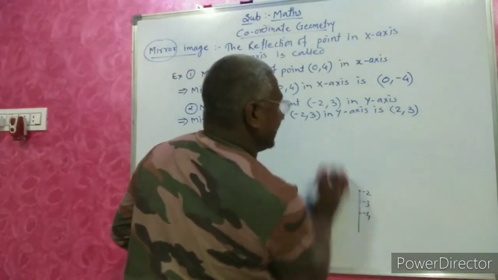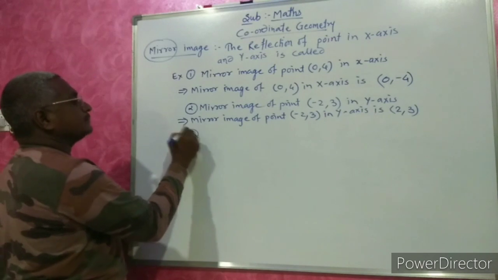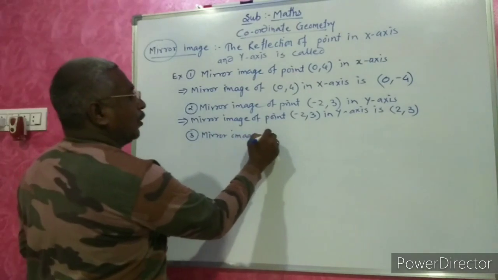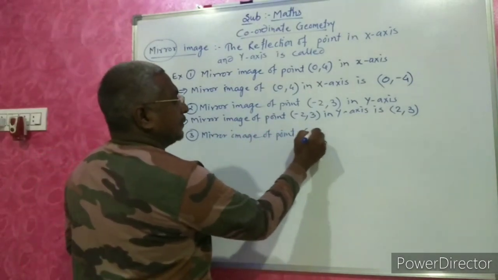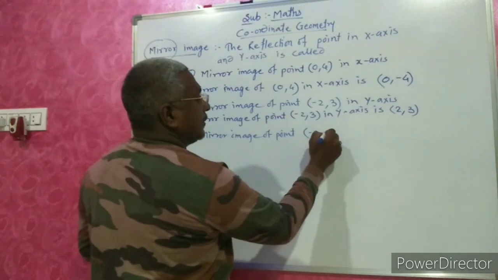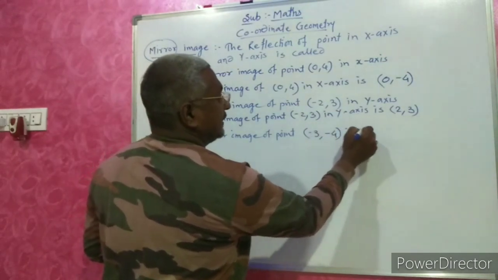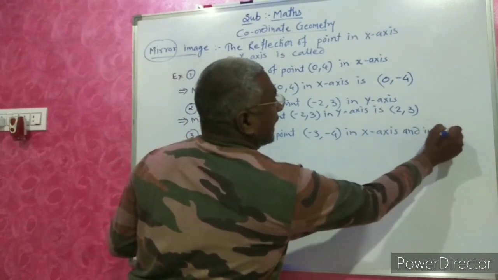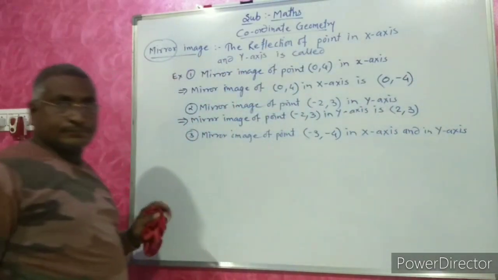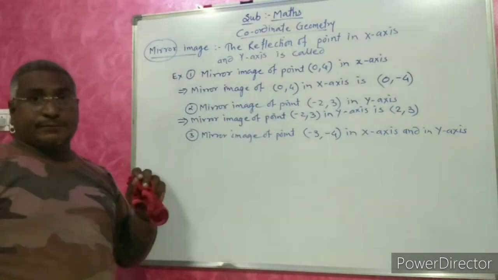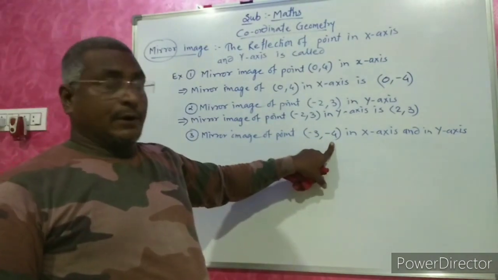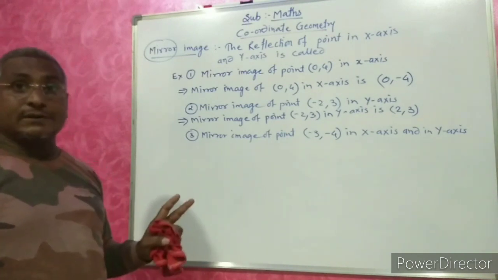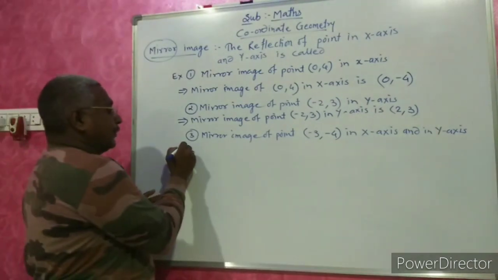This I showed with the help of a graph. Now we will write directly without a graph. Third example: the mirror image of point (-3, -4) in the x-axis and in the y-axis, both. First you decide where the point is. Both coordinates are negative, which means the point is in the third quadrant.